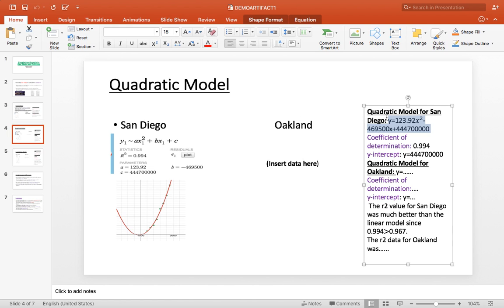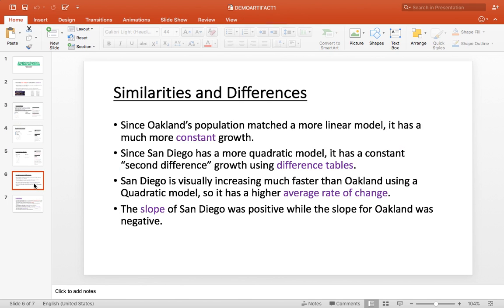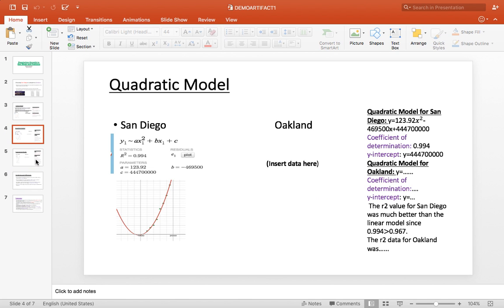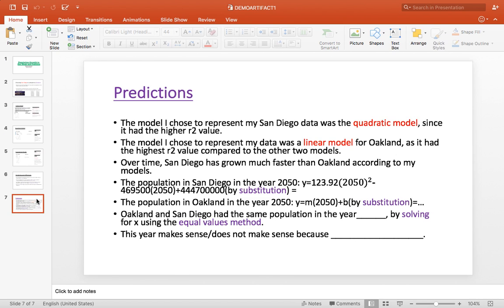So I don't want this, I want the actual equation, and that's going to be the one that I'm going to be using in my similarities and differences. And I believe when I did my Oakland, I also got a quadratic model, so that's what I'm going to use when I talk about similarities and differences. You're also going to use the best fit for Oakland and your city when you make your predictions.